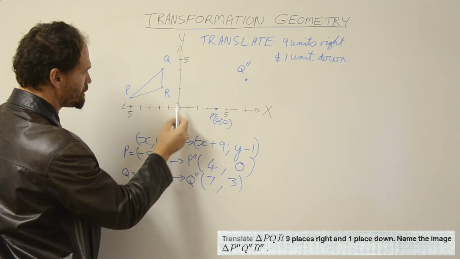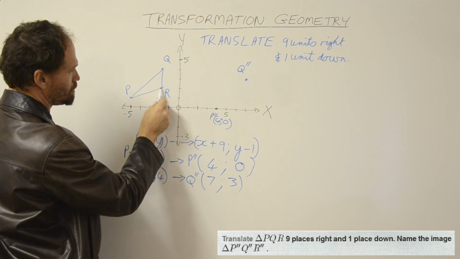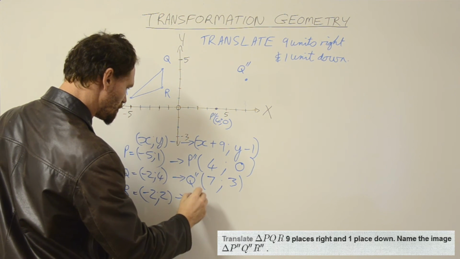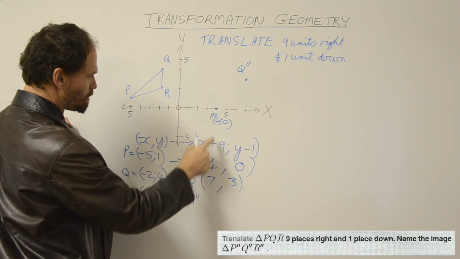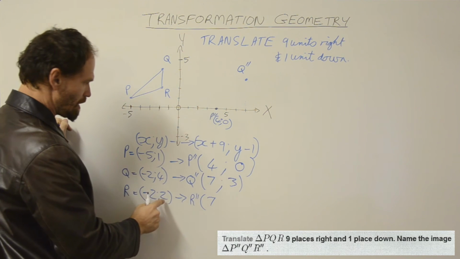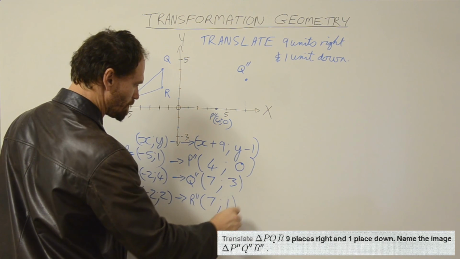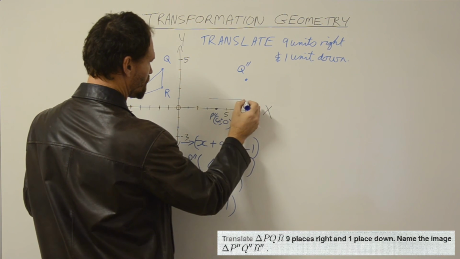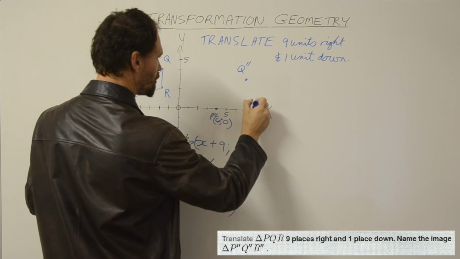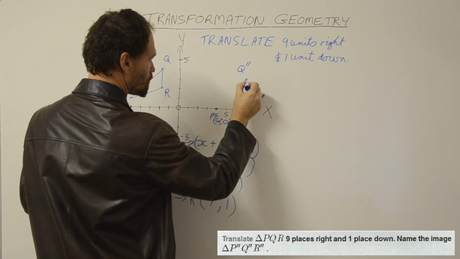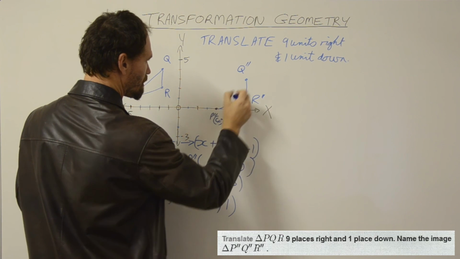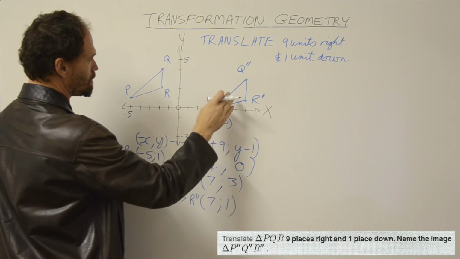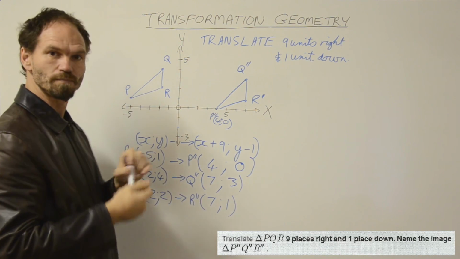And then the point R, which is negative 2 and 1, 2. So negative 2 and 2 under my transformation becomes R double prime. Negative 2 plus 9 is 7 again, and 2 minus 1 is 1. So I can plot that point: 1, 2, 3, 4, 5, 6, 7 and 1. That's my point R double prime. And I can draw the shape in. There it is. And as you can see, exactly the same shape, just shifted over that way. Alright, that's it.